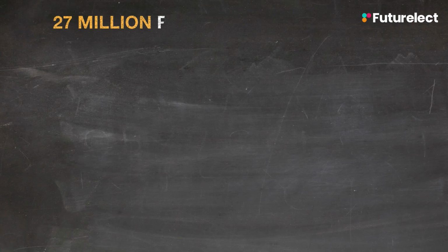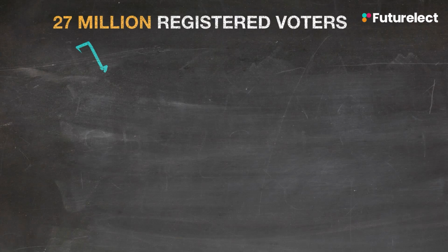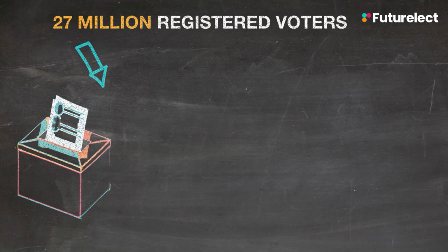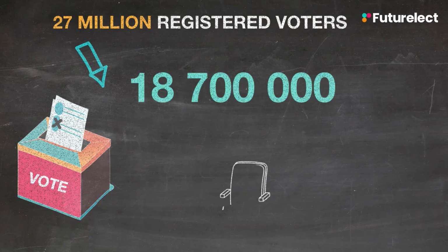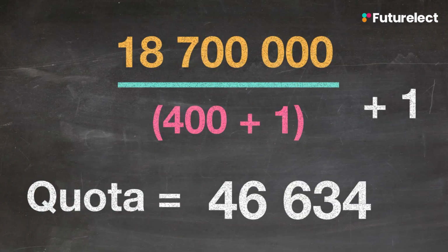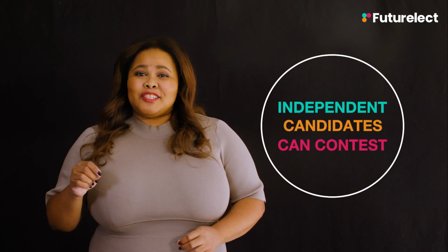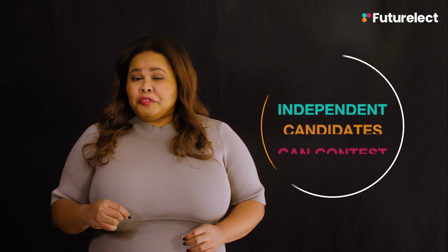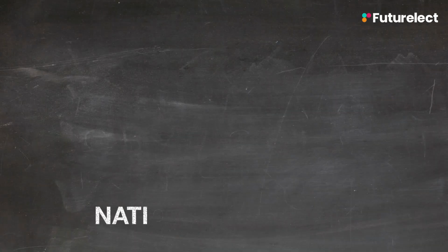This calculation establishes the quota, or the number of votes needed for one seat. So, if out of the 27 million South Africans registered to vote in the 2024 elections, only 18,700,000 actually turn out to vote on election day, the number of votes it will take to win one seat in Parliament will be 18,700,000 divided by 401 seats, which equals 46,634.